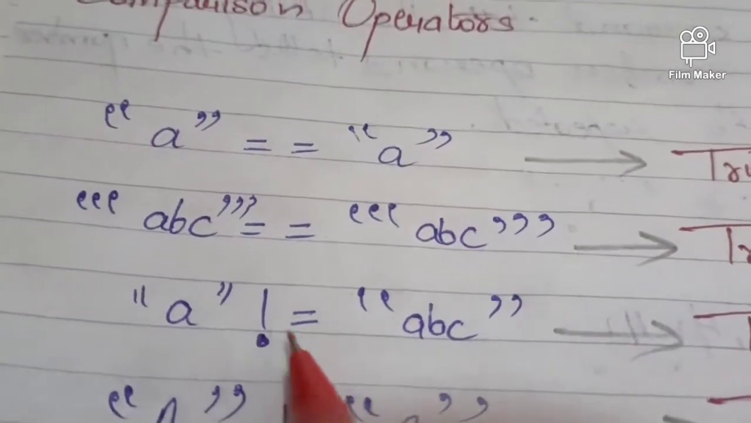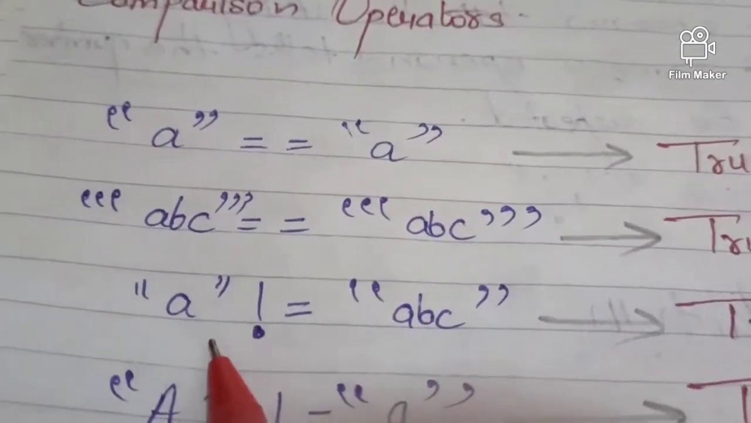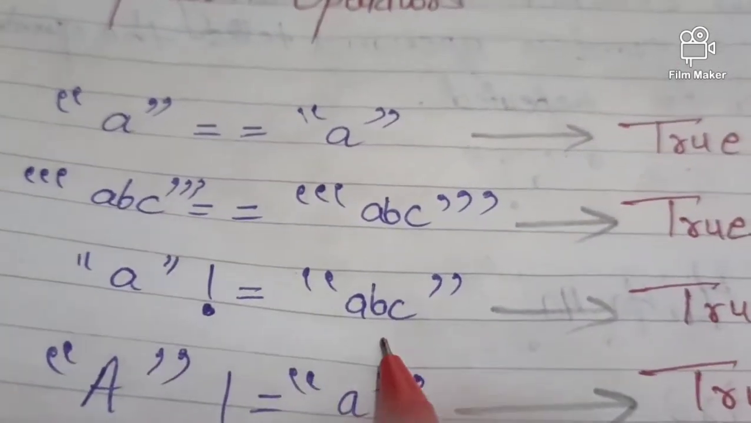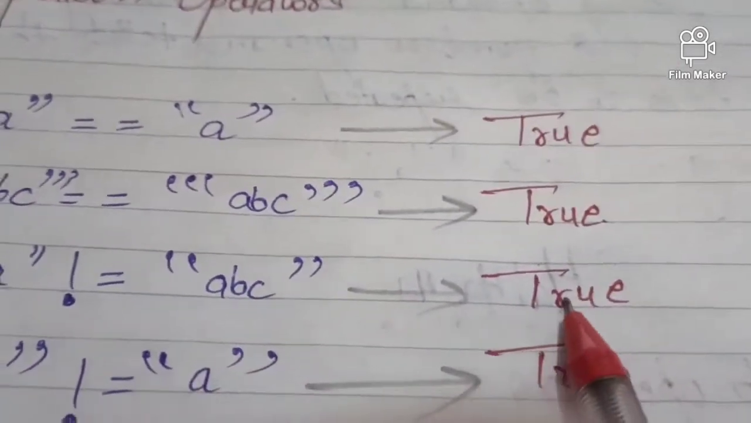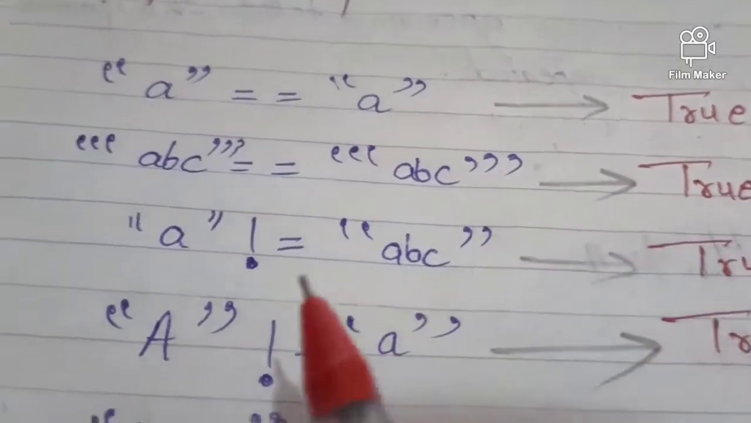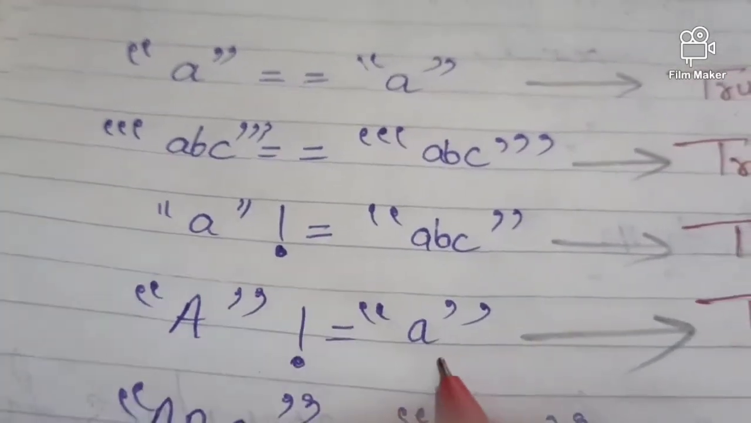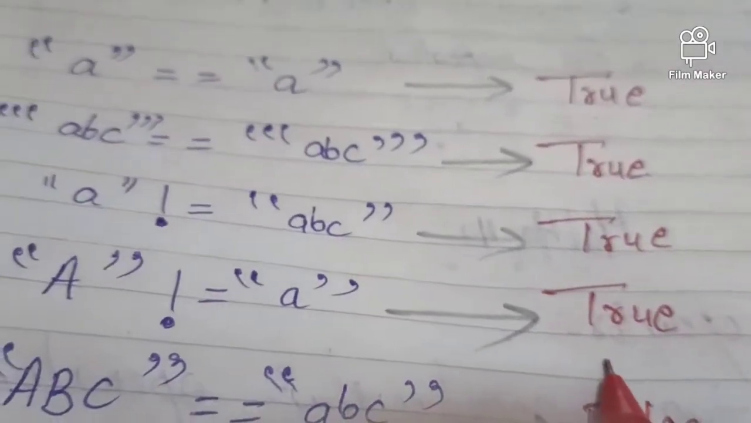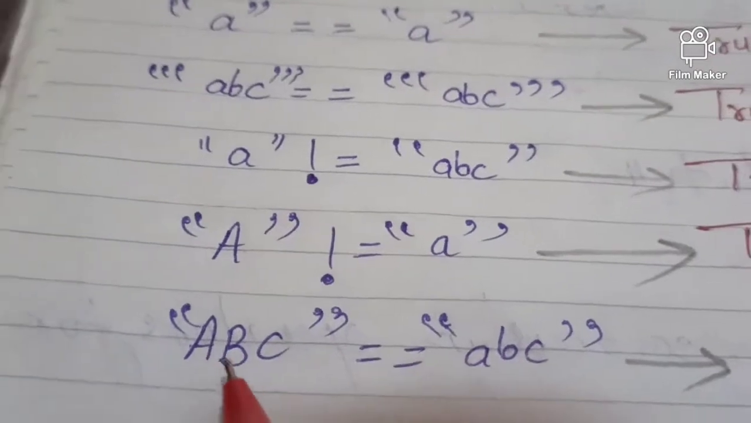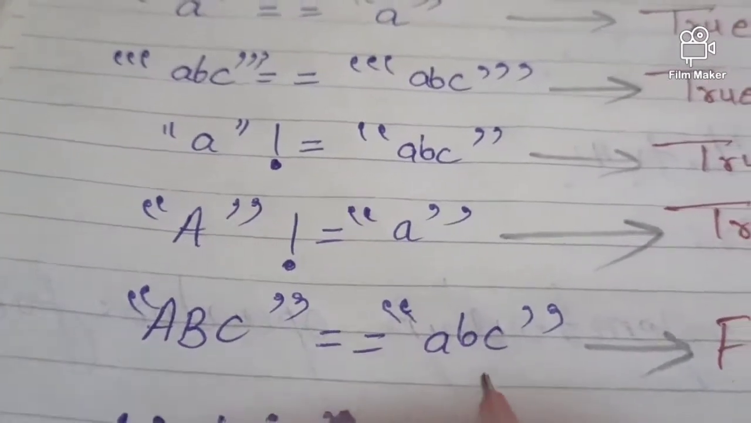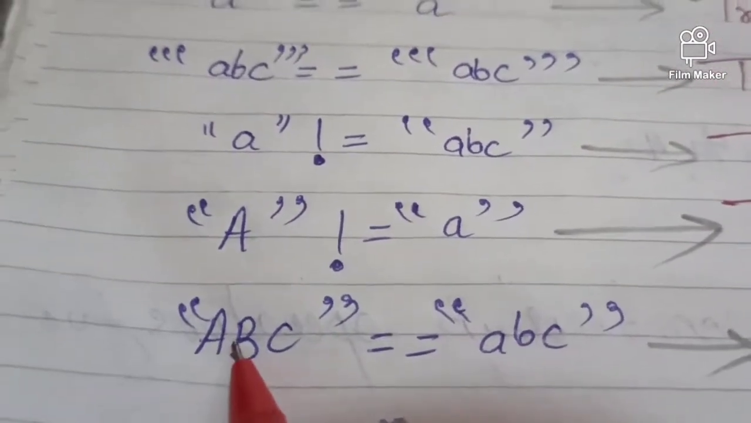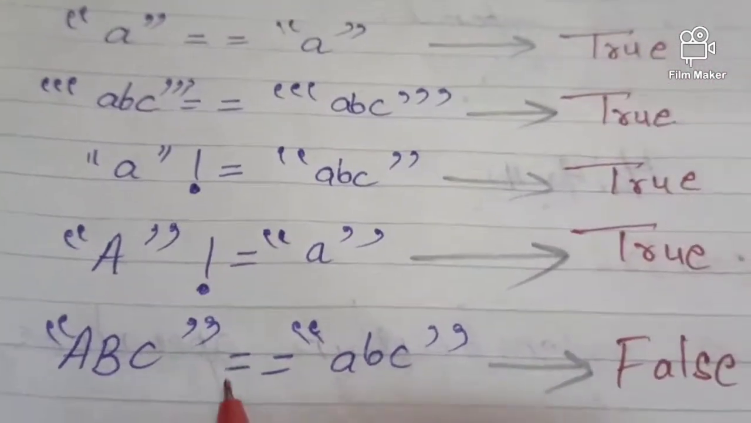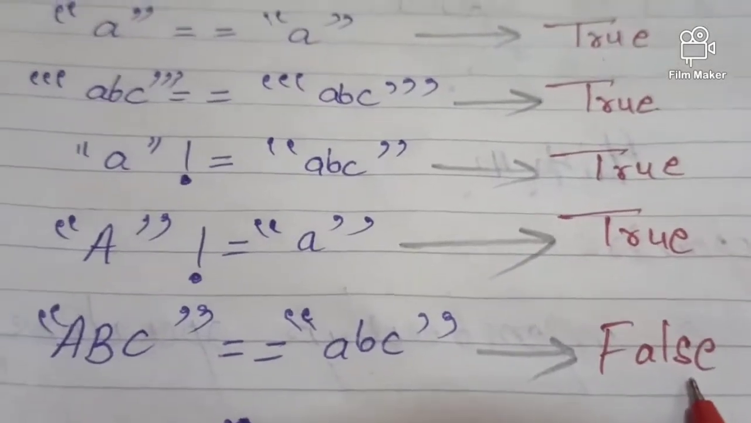Similarly, the character a is not equal to abc. Of course, this is one single character and this is a sequence of characters, so the single character is not equal to this. Yes, this statement is true. Capital A is not equal to small a, as it is case sensitive, so it returns true. Similarly, capital ABC equal to small abc? No, because one is in uppercase and the other in lowercase, so they are not equal, and the value it returns is false.